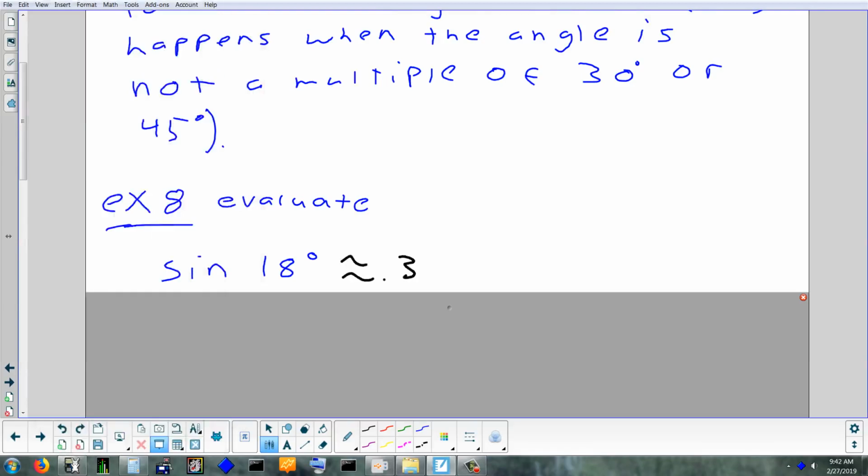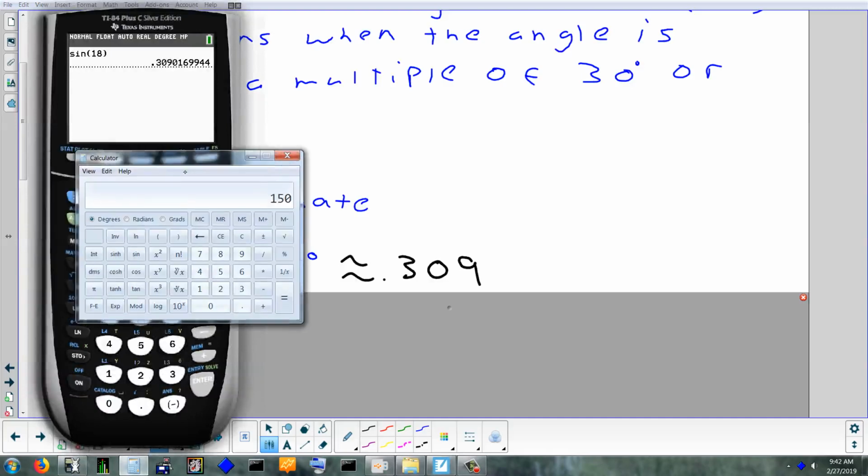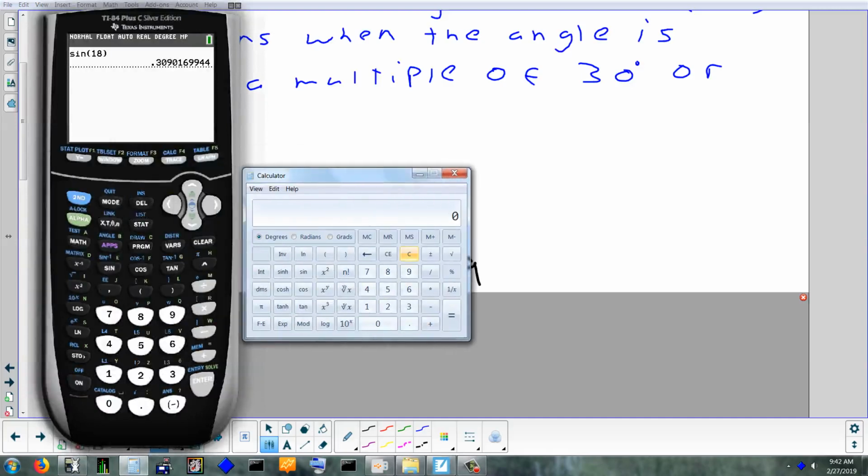That's approximate. It's not an exact answer. Everything we've done up until now has been exact answers with square roots. That's not an exact answer. It's rounded. So on this calculator, you press sine 18 and then enter. On some calculators, like this one, you do it backwards. You type in 18 and then press sine. If you have a calculator that's backwards, I think it's kind of confusing. You can always use one of mine. Just make sure you know how to type it in if you're going to use your own.